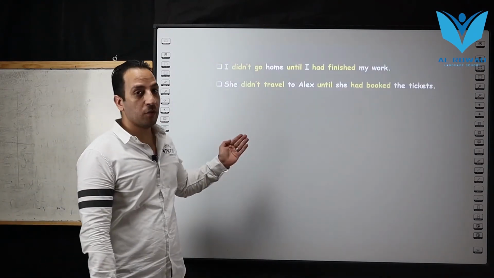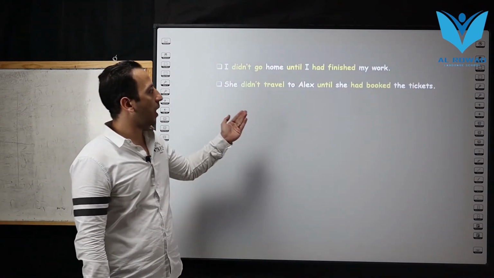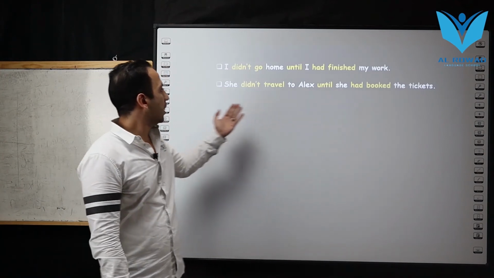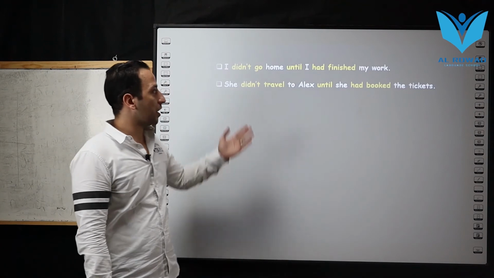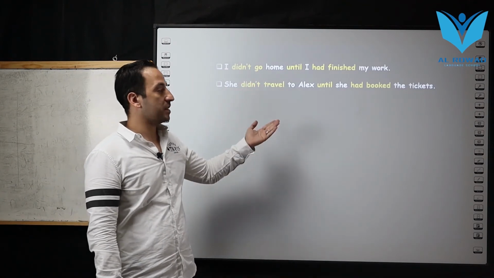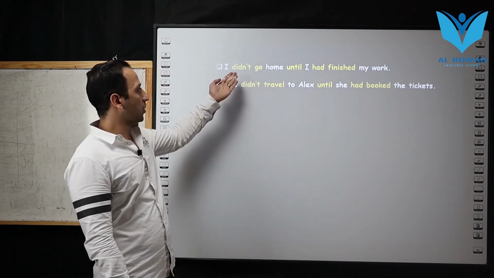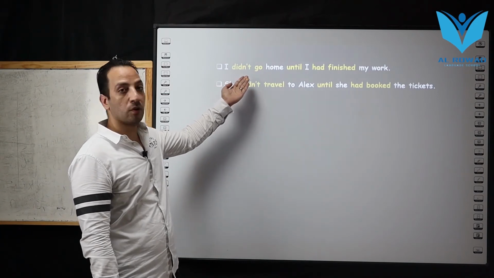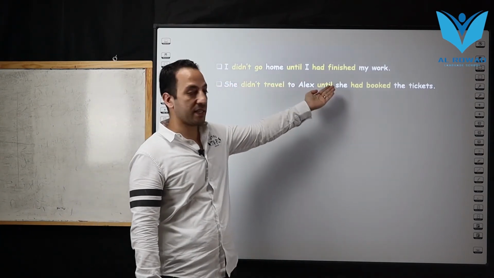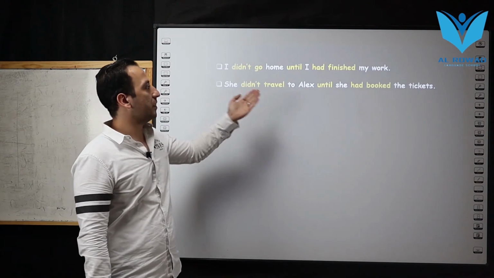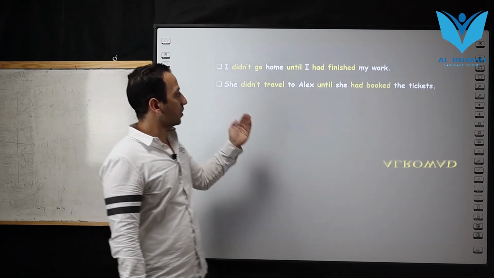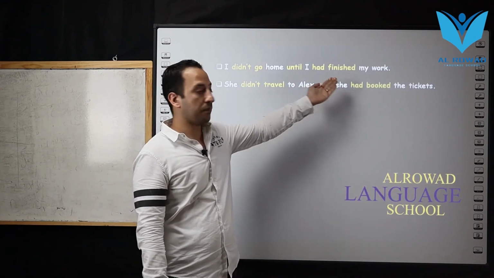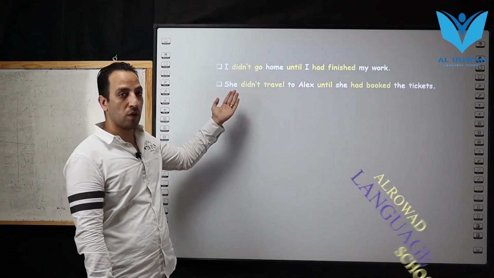Okay, look at these examples again. I didn't go home until I had finished my work. She didn't travel to Alex until she had booked the ticket. So here, "until" as a conjunction comes in the middle. Before it, you will find the past simple in negative form. After it, past perfect. Again, I didn't go. "Didn't go" here is the past simple in a negative form. After "until", past perfect. I had finished. So the sentence will be like that.